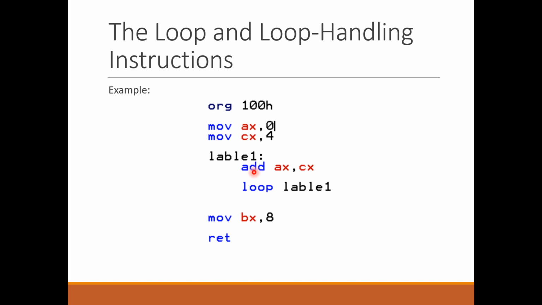Just for example, we say ADD AX, CX. The value of CX is 4 and the value of AX is 0, so 0 plus CX is going to be 4. When the body of the loop is executed, the counter is decremented by 1, so CX becomes 3. It goes to label 1. CX is not 0, it's 3, so it comes back to the label.